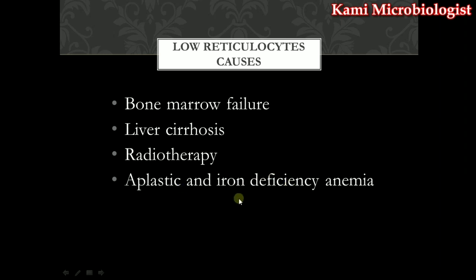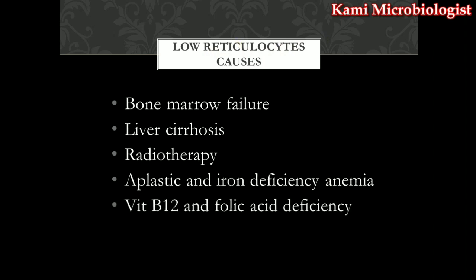Then we have aplastic and iron deficiency anemia. Both are actually types of anemia, and in both cases we have a low level of RBC. If there is a low level of RBC or hemoglobin, we can also say it like that. So in this case the reticulocyte count is also low.